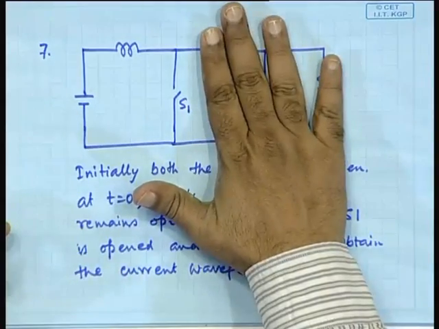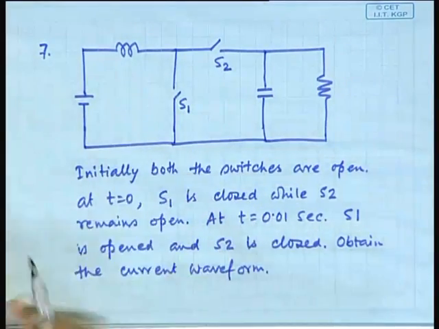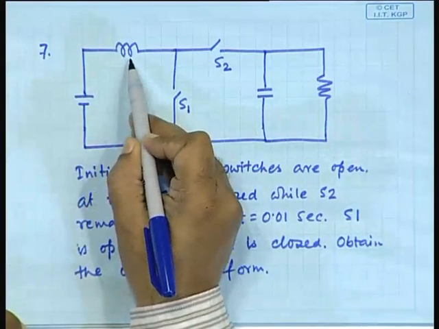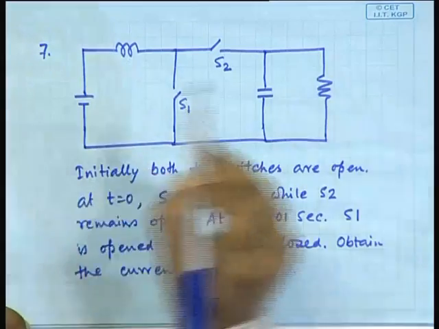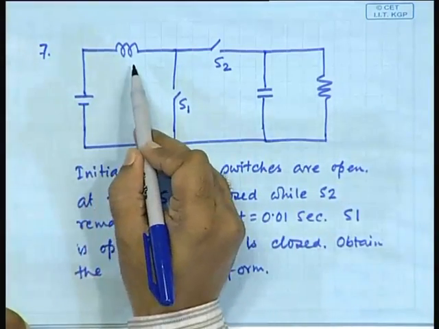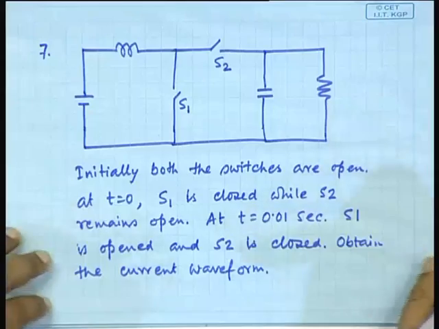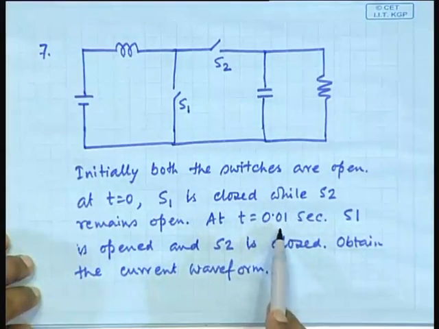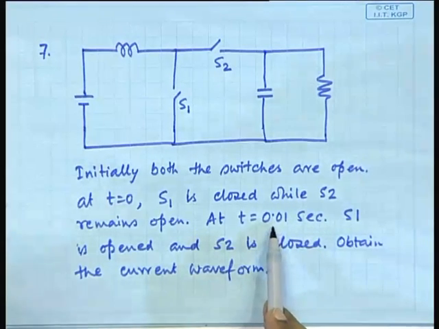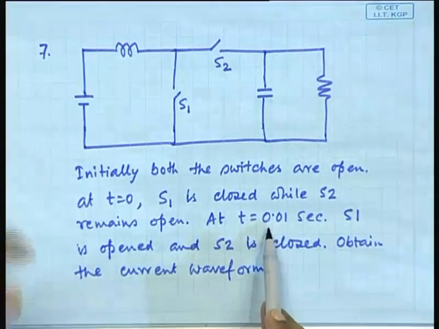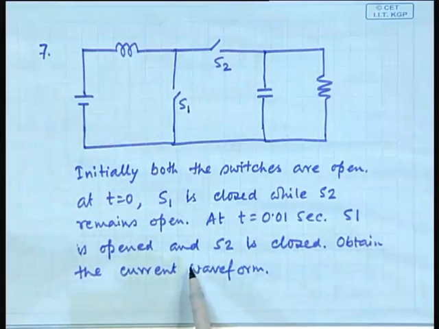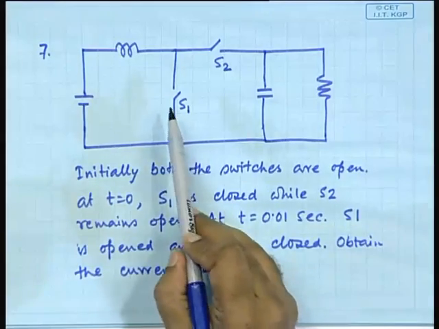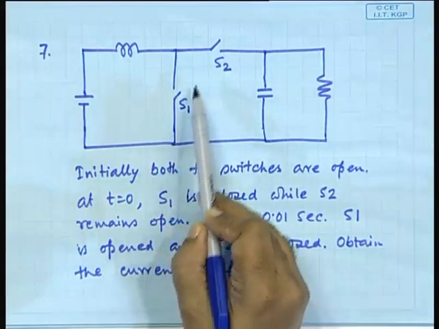Here you have V equal to L di by dt. So, it will rise linearly with a slope of V by L, simple. It will rise linearly with a slope V by L till 0.01 second. So, you have to find out where it reaches, and that becomes the initial condition for the next part of the problem. Now, in the next part of the problem, this is open and this is closed.